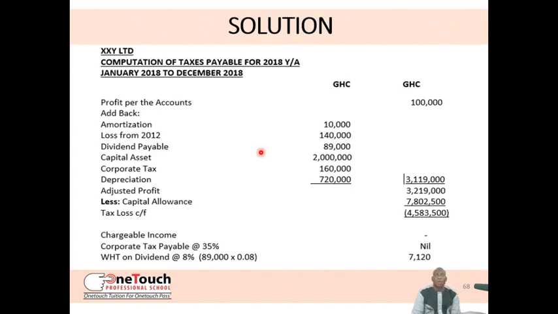XY Limited, computation of taxes payable for the 2018 year of assessment. Then you write your basis period from January to December 2018. And then you start with the profit per the accounts. We're told that the profit per the accounts was 100,000.